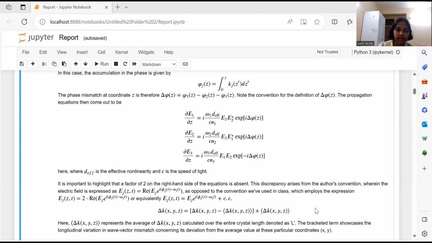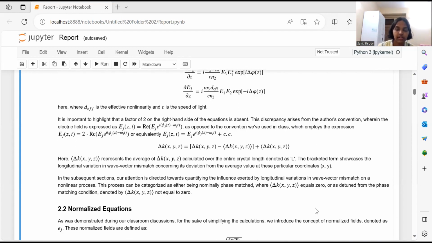We also write delta k of x, y, z in this form, where the first term is delta k of xyz minus the average value of delta k, and the second term is the average value of delta k of xyz. The bracketed term showcases the longitudinal variations in wave vector mismatch from its average value, the deviation of the longitudinal variation in wave vector mismatch from its average value.